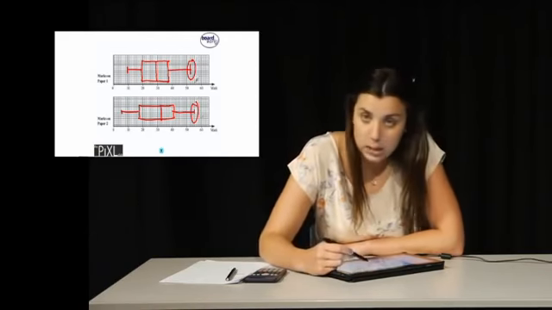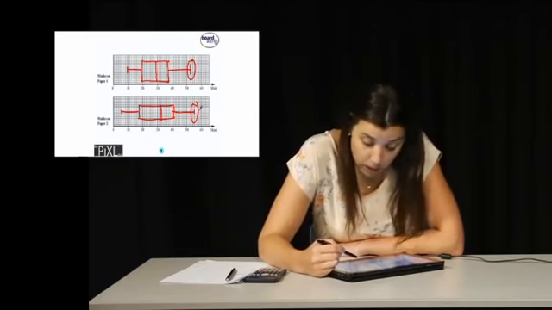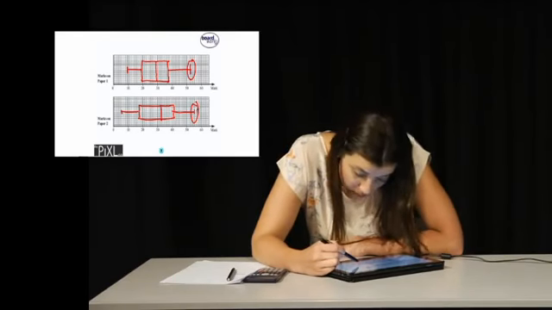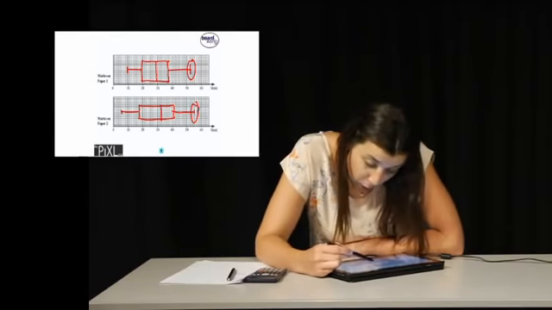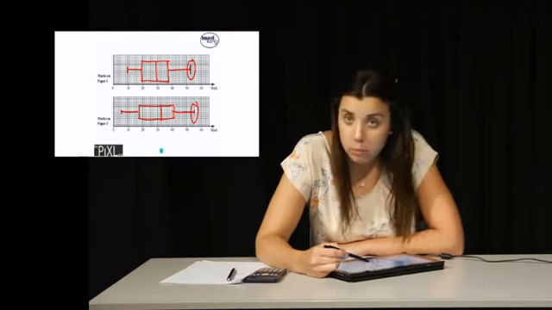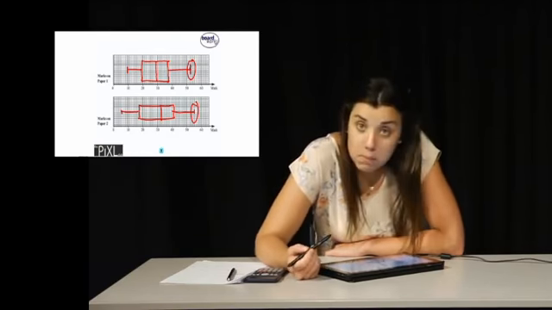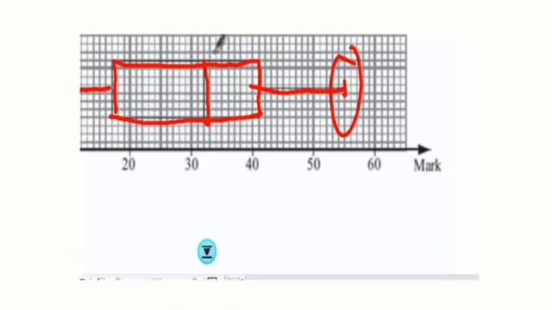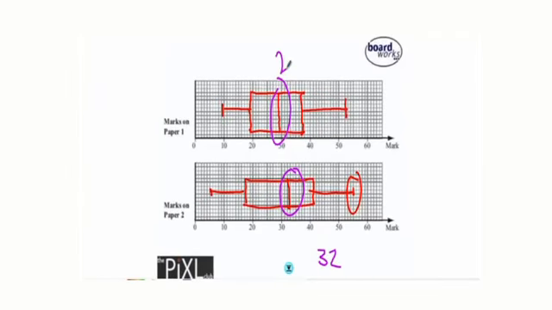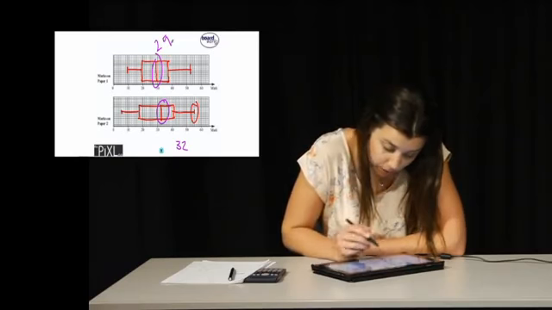Change colour. Here are maximum marks. So we can say the maximum mark on paper 2 is 55. The maximum mark on paper 1 is 52, therefore higher. We could look at the median, for example. The median on paper 2 is here, which is 32. The median on paper 1 we had down as 29. Again, yours might be slightly different.